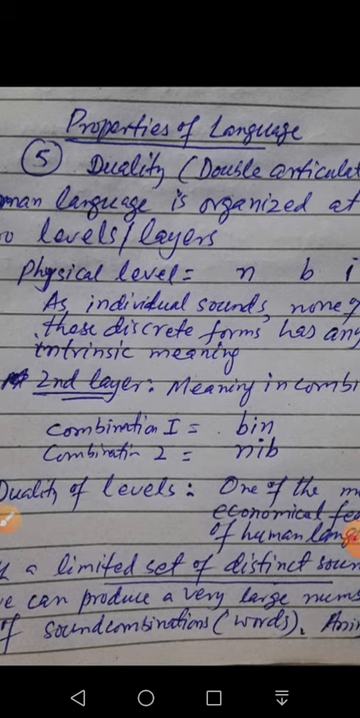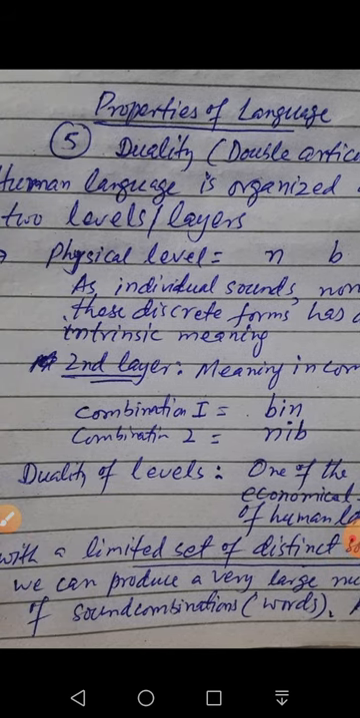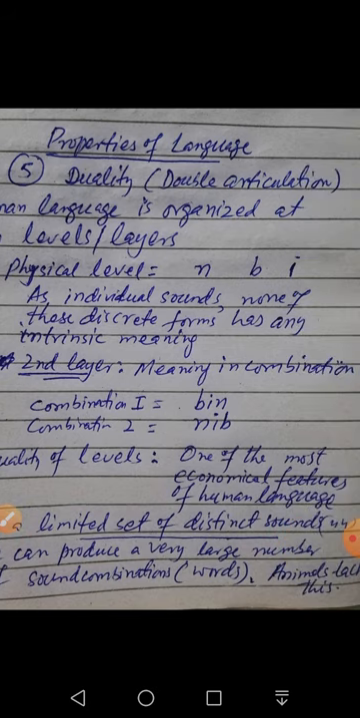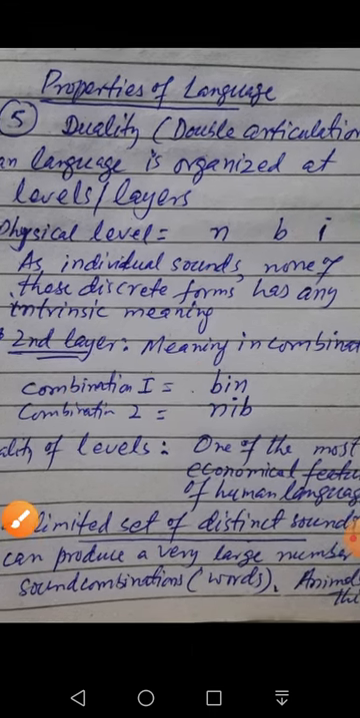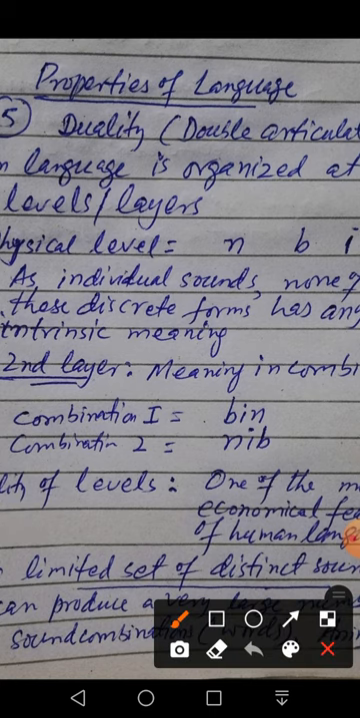Then we have duality. This is also known as double articulation. So we articulate sounds at two levels. One is when we physically articulate each sound, like there are 44 sounds in the English language, or we can say there are 57 sounds in Urdu. Then one level is that we say N, or we say B, or we say A. So this is level one, the physical level, individual or discrete pronunciation of sounds. But when we put these sounds in combination, one combination can be bin, another combination can be nib. So when we change the combination, we have two different words, bin and nib. Now they have different meanings.